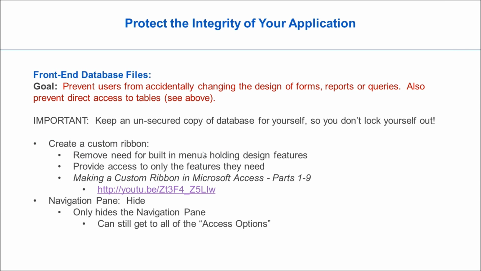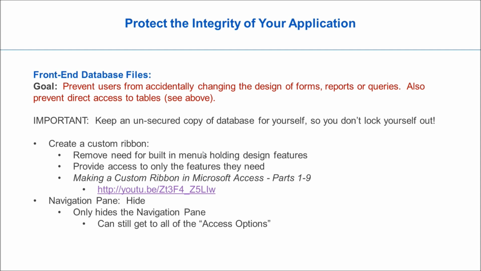Now, moving on to our front end. Again, we want to protect the design of all of our database objects that we'll have in our user interface, our forms, our reports, our queries, macros, and VBA. In addition to that, your front end also provides direct access to your tables, even if they're in a back end, right? Because you have linked tables in your front end, and those are shown in your navigation pane. We'll get to that in just a minute.